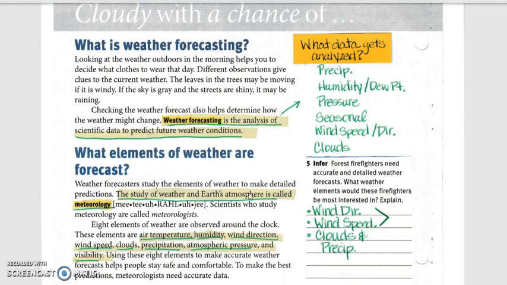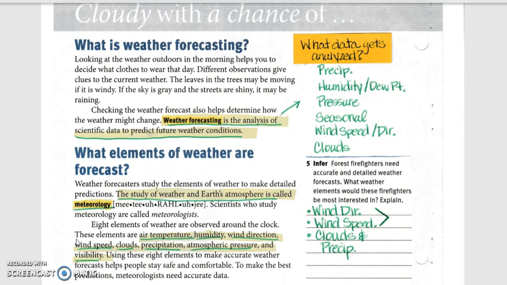Okay, so elements of the weather. The study of weather and Earth's atmosphere is called meteorology, and scientists who study meteorology are called meteorologists. Those are the guys that are making forecasts on the evening news, but there are a whole lot of other meteorologists that aren't part of a TV crew.